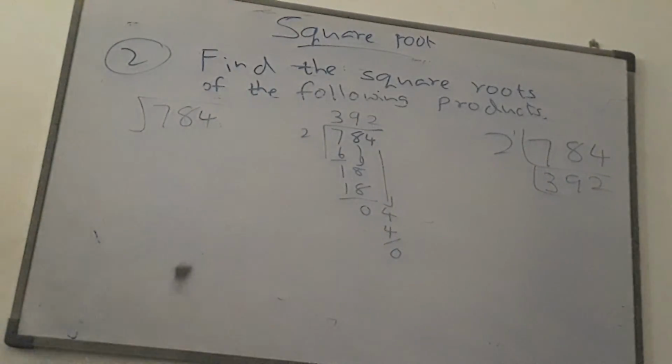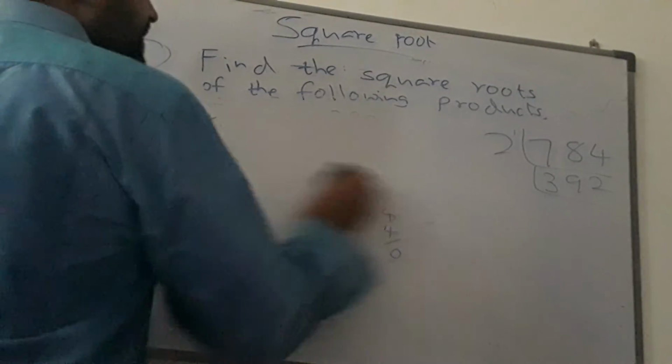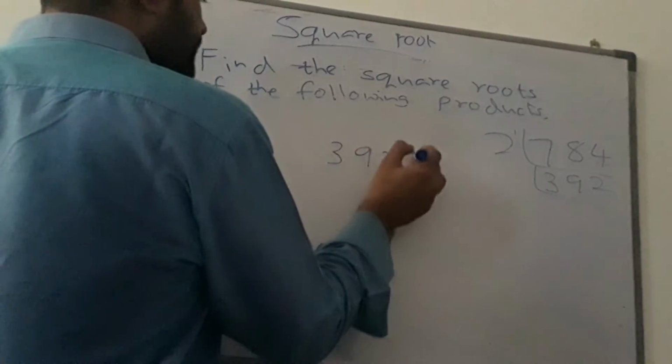Again we can divide this by 2 because the answer is an even number. So definitely we can try dividing by 2. 392 we can divide.